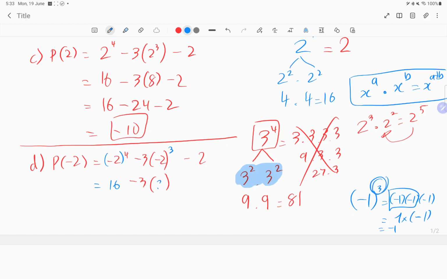The top bit, like the power 3? Yes, the power 3 just means it's multiplied by itself 3 times. So what's the answer here then? Negative 2, everything power 3. 16. 16 is power 4. Power 3 is not 16.